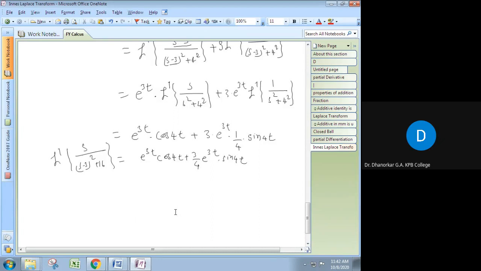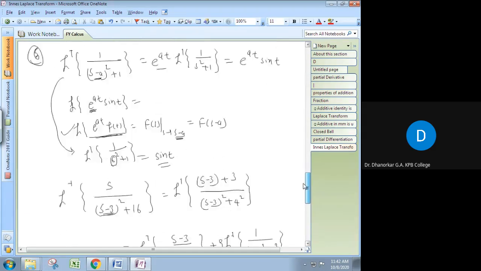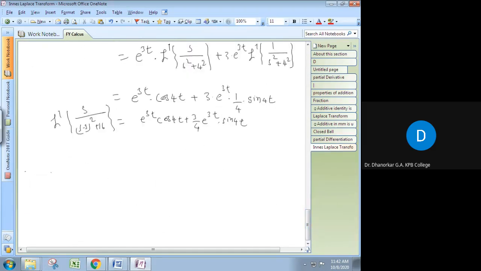Okay. And again, I will write here another example, example 7. We'll find the inverse Laplace transform of, and tell me what will be our answer. Inverse Laplace transform of 1 divided by (s plus 3) whole square minus 4.